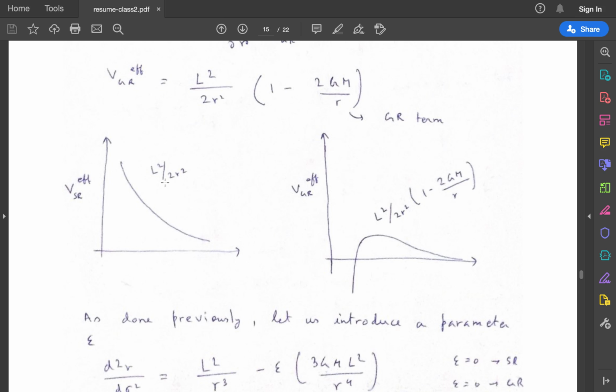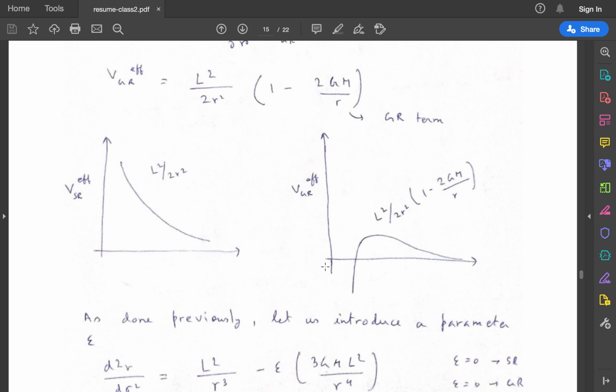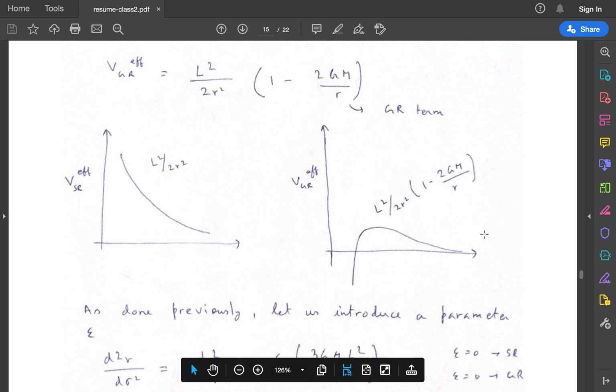This curve is given by L square by 2r square. However, if I plot the curve of this whole potential, V GR effective, it gives a curve of this type. So the potential of GR and the potential of SR are very different, right? And one of the tasks is finding out what this potential means, and what it tells us about how a particle will move here and here. So this is a part you have to think about, discuss and come up with.